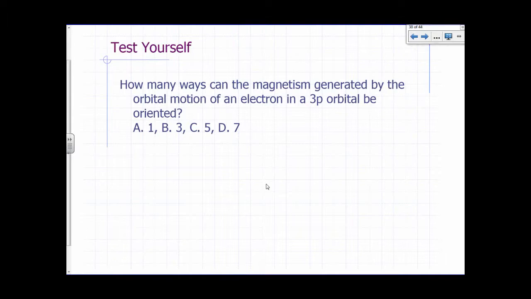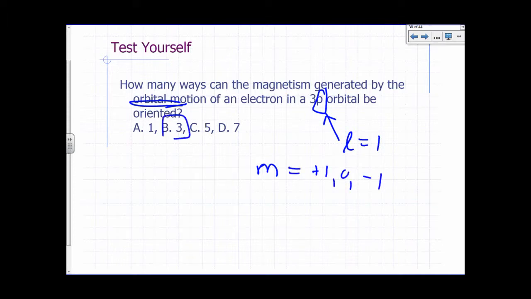Let's look at this question. How many ways can the magnetism generated by the orbital motion of an electron in a 3p orbital be oriented? That's another way of asking how many possible m quantum numbers can you have for a p orbital. Well, for a p orbital, l is 1, right? P orbitals always come in sets of 3. m can be +1, 0, or -1. So there are 3 ways.